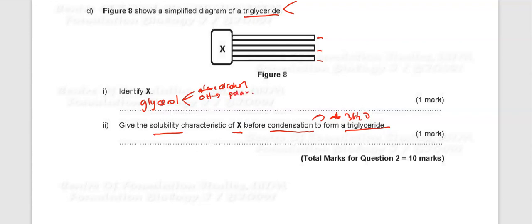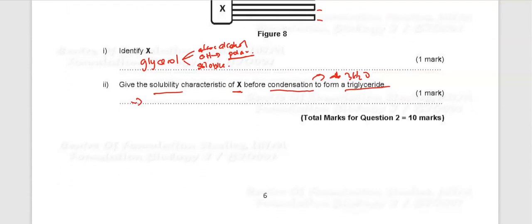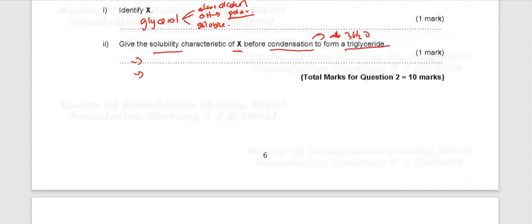Because the hydroxyl group is polar, any polar molecule can interact with water molecules. Polar molecules can form hydrogen bonds with water molecules. So therefore the glycerol molecule will be soluble in water. So the answer will be soluble in water. Or you can also write that it is insoluble in organic solvent, vice versa. So that is for 1 mark.